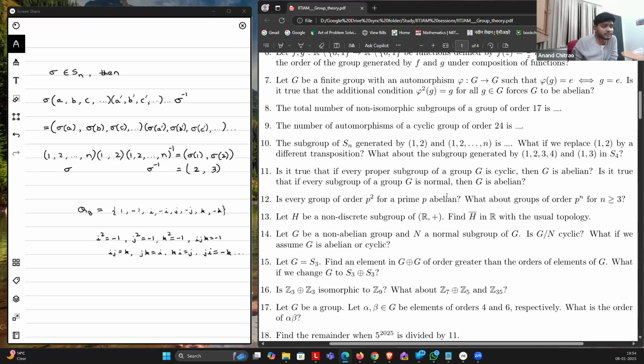Turns out all proper subgroups of this group are cyclic. They are either Z1, Z2 or Z4. But the group is not abelian, as you can see. ij is k, but ji is minus k. Now, is it true that if every subgroup of a group G is normal, then G is abelian?